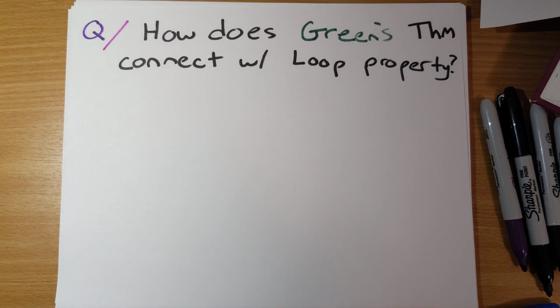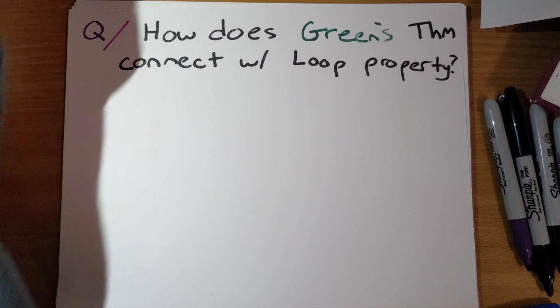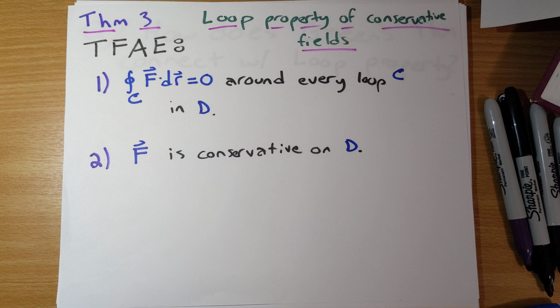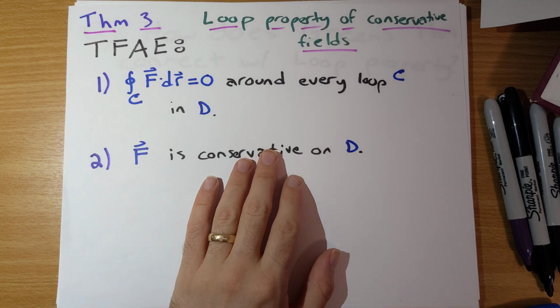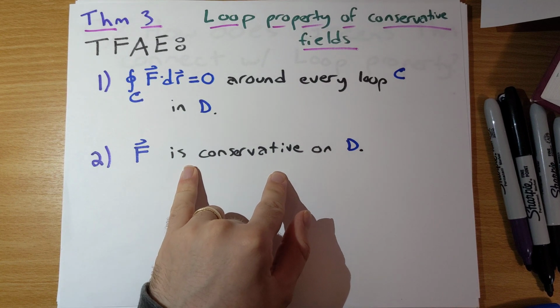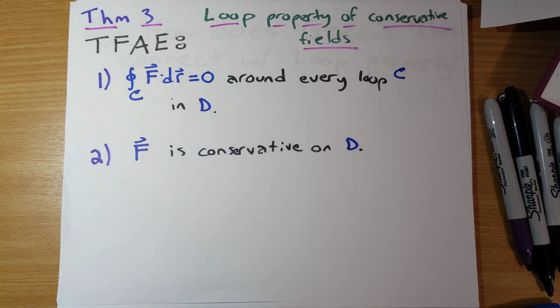We should always be thinking about how new things we're learning connect up with previous things we've already learned. One thing I want to ask right now is, how does Green's theorem connect with the loop property of conservative vector fields that we saw last section, section 16.3? The loop property says that if you have a conservative vector field, then the integral of F around every closed loop gives you 0.